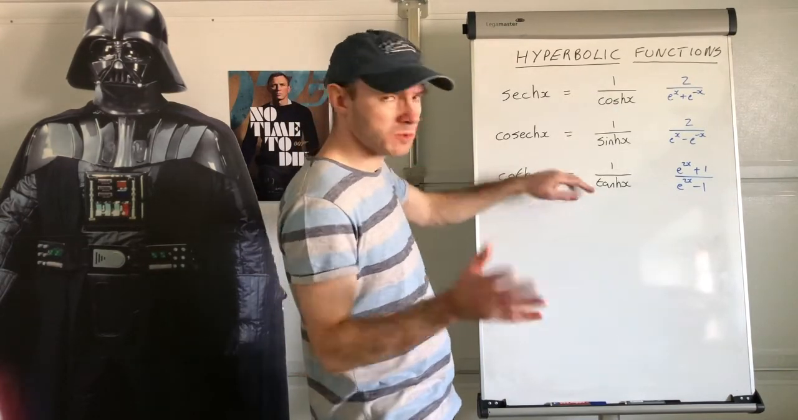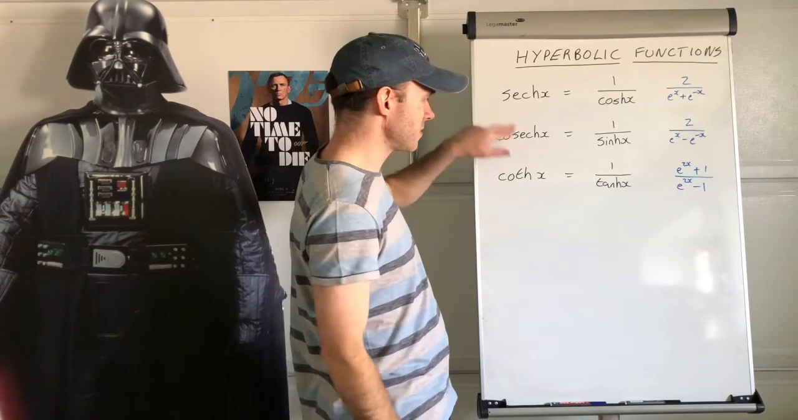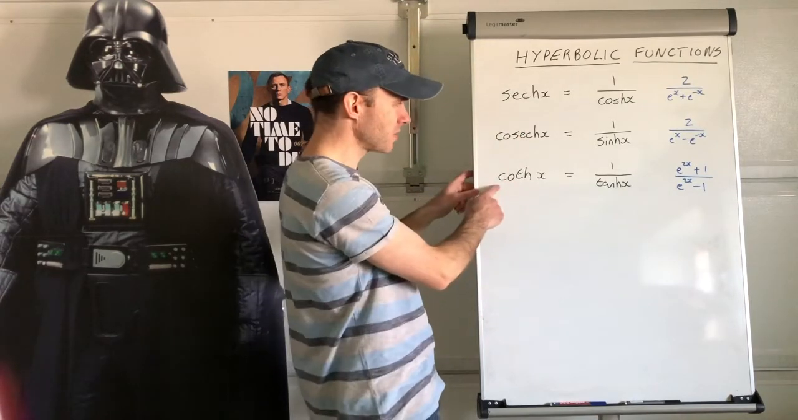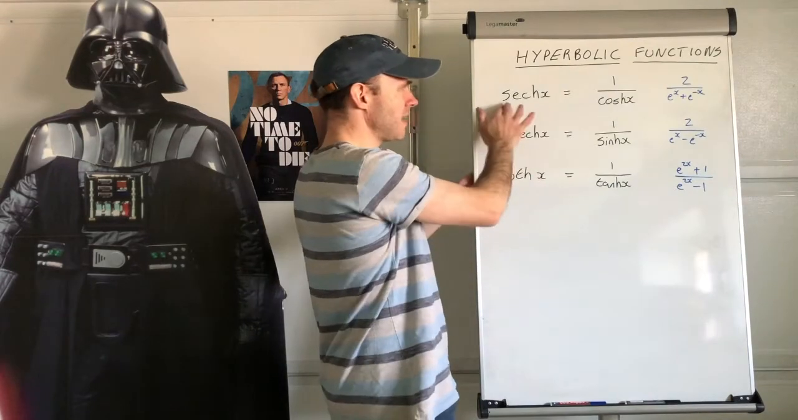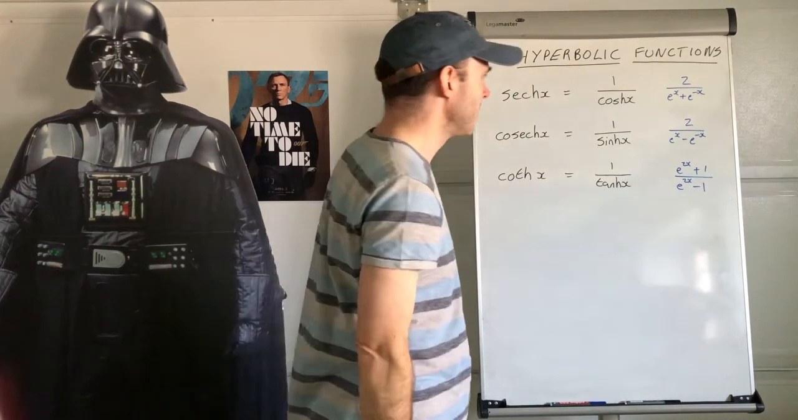I think there's no arguments, by the way, about the pronunciation. Everyone says coth, everyone I think says cosech or cosech, okay, and everyone says sech, okay.